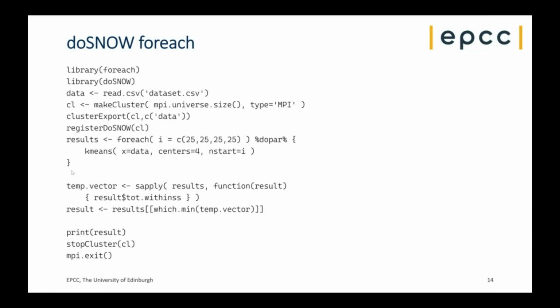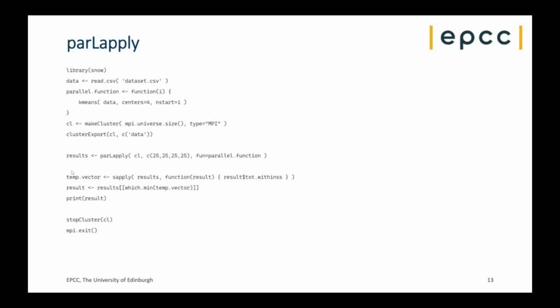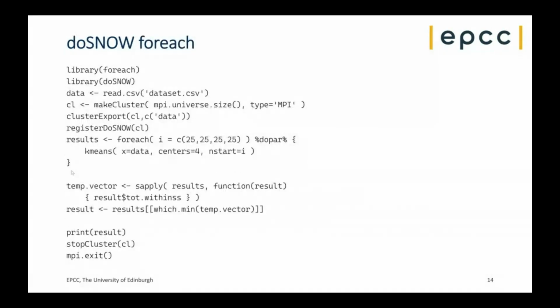And exactly the same as for the apply functions, we can also do foreach and do exactly the same thing. So now we've registered a Snow handler, and we're going to do a doPar across that, and that does exactly the same functionality.